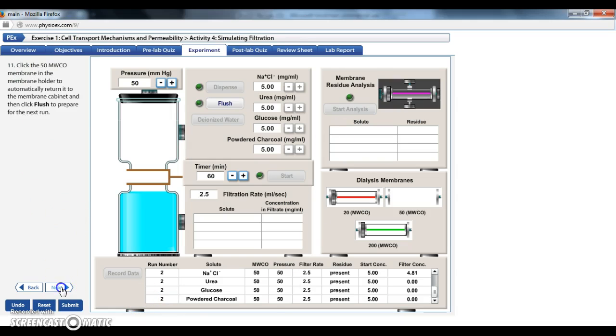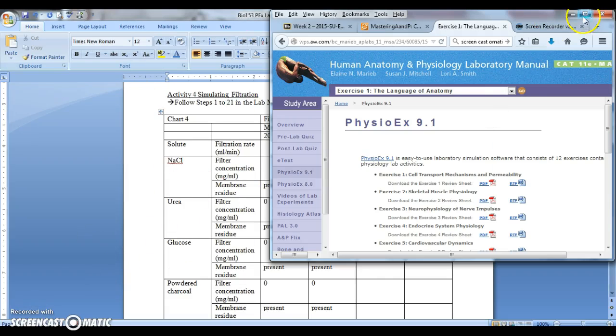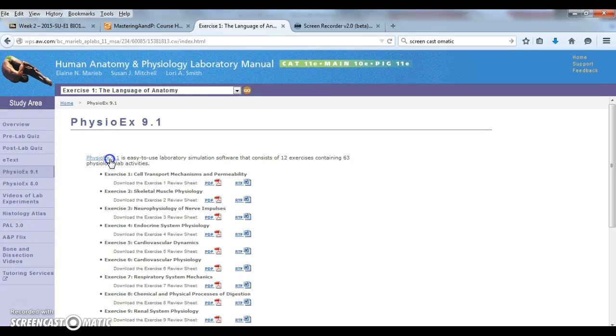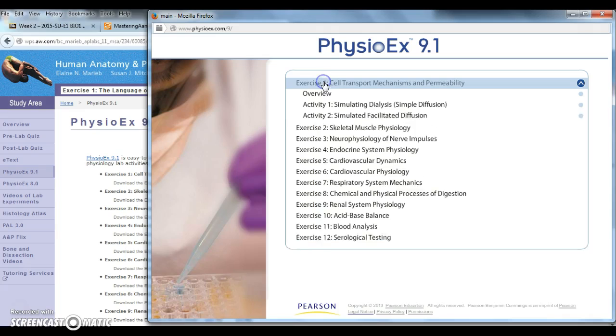Okay, so you just continue following the procedure and filling in that data chart, and that should be pretty straightforward. I don't think there's any tricks to that one. So let's move on to the next exercise. The next one is activity 5 under exercise 1.